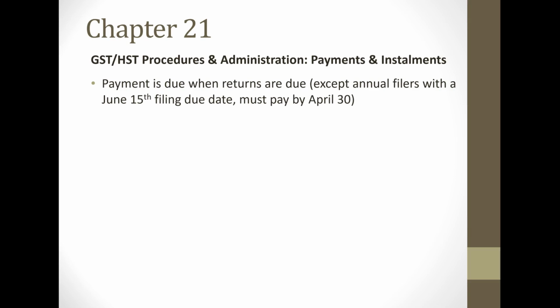Annual filers generally have to file their tax return within 3 months of the end of the year. That's when the payment would be due as well. But remember we said on the last slide that if you're an individual that's self-employed and you file your tax return, your T1 return on June 15th, you can also file your GST return or HST return on June 15th as well. But any payment is due by April 30th.